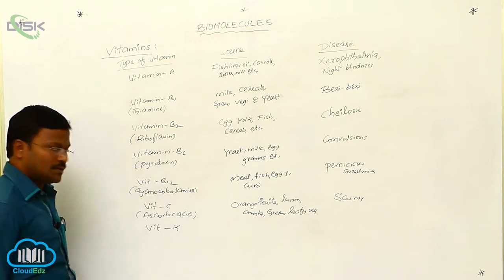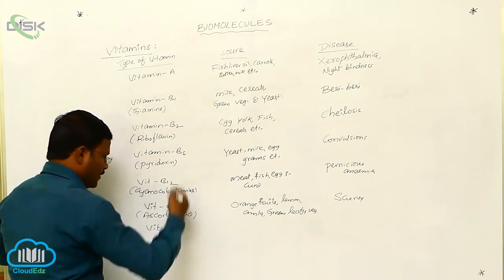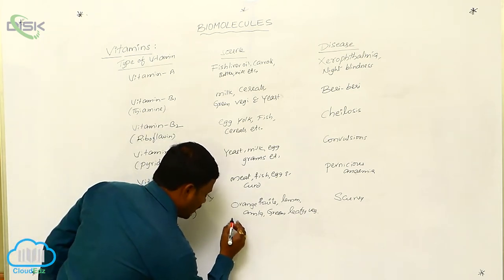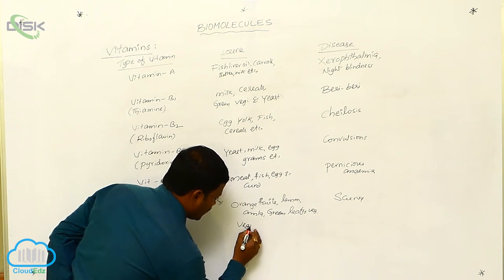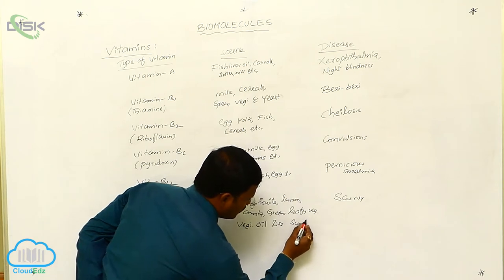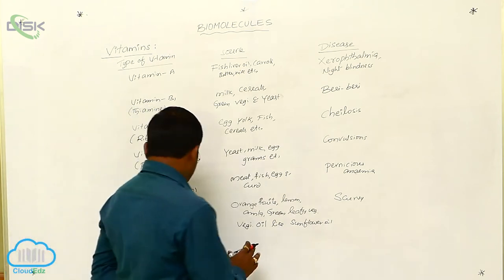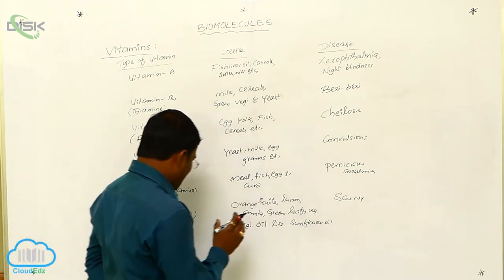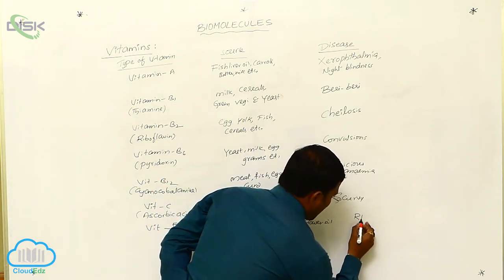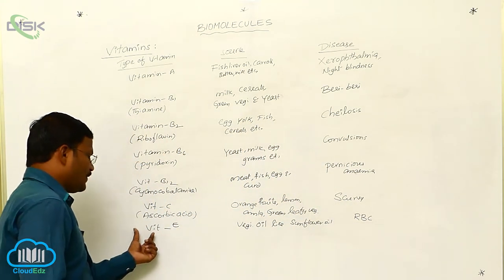And next one, vitamin K. So let us consider first vitamin E followed by vitamin K as per alphabetical order. Vitamin E. Here this vitamin E is generally available in vegetable oil like sunflower oil. So due to the absence or deficiency of vitamin E, the movement of RBC in the bloodstream decreases.